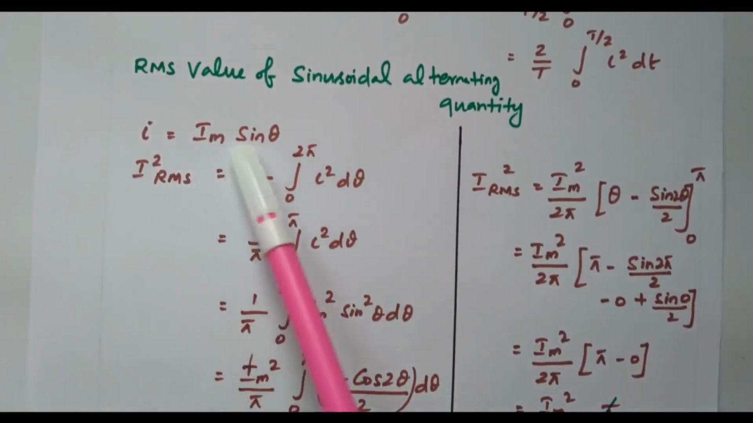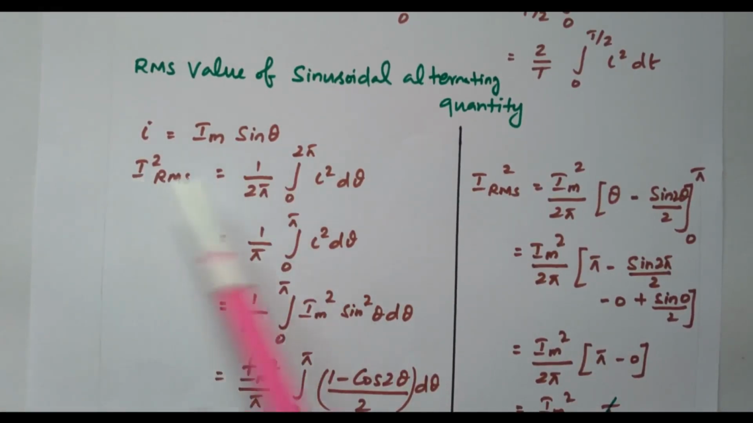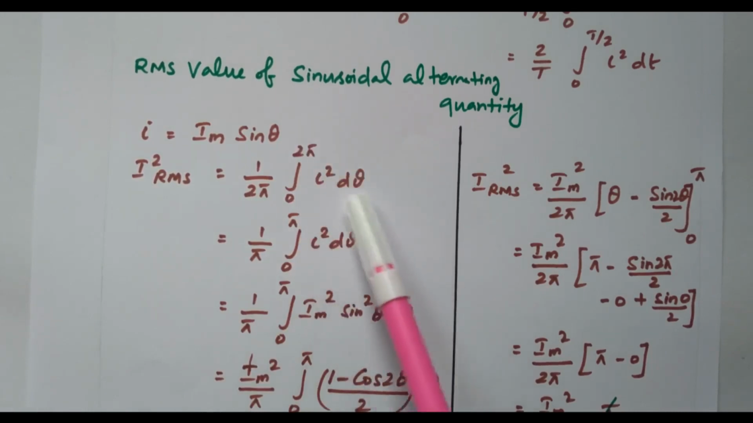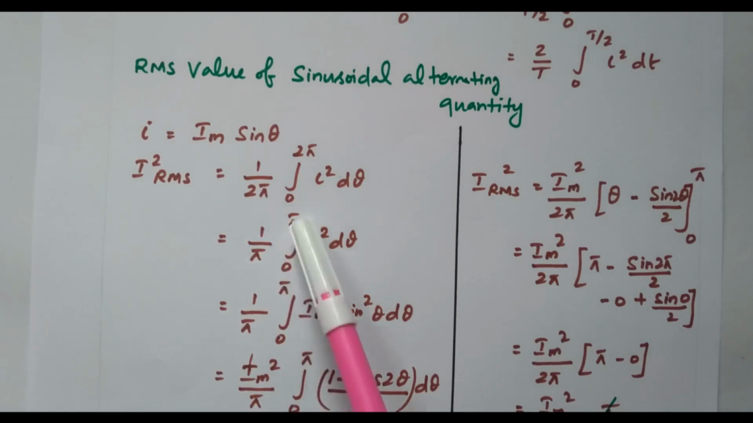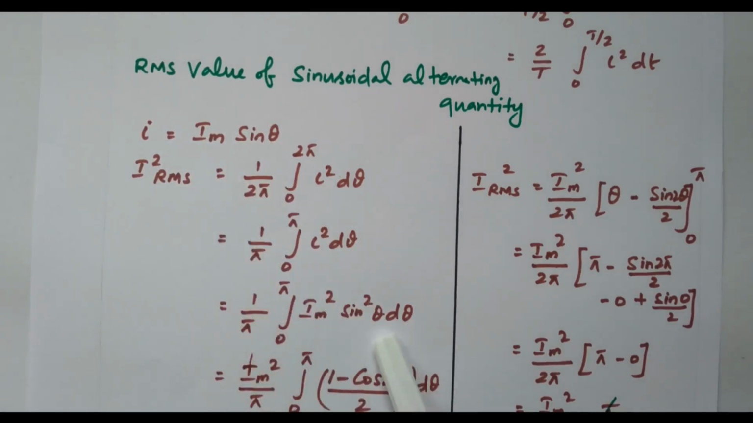So I equals Im sin theta. We already discussed I square RMS. Square is done on both sides, so the negative becomes positive: 1 by 2 pi, integral 0 to 2 pi of I square d theta. But here 1 by pi is enough, because it is a symmetrical waveform. So 1 by pi, integral 0 to pi of I square d theta, where I square is Im square sin square theta. So 1 by pi, integral 0 to pi of Im square sin square theta d theta.